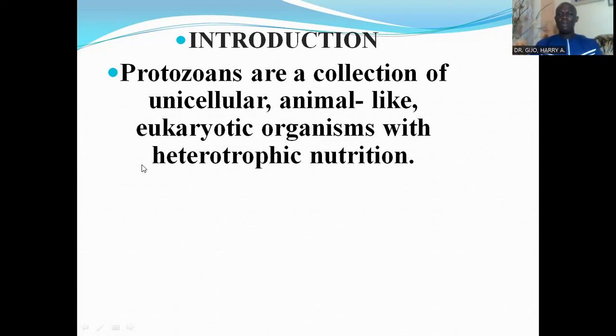They either engulf their prey or food or feed in other ways, but they cannot manufacture their own food. So that's not applicable to all. There are some protozoans that can actually manufacture their food or combine both autotrophic and heterotrophic nutrition. The protozoans actually constitute a sub-kingdom in the kingdom Protoctista. They belong to the kingdom Protoctista, and to a sub-kingdom known as the Protozoa.